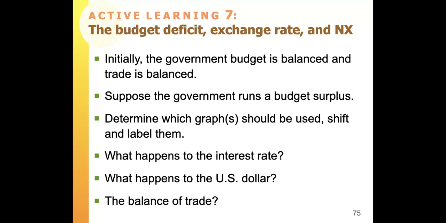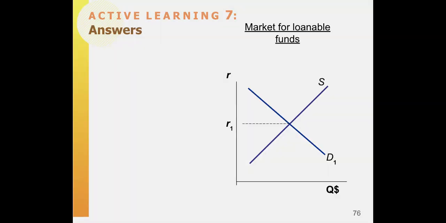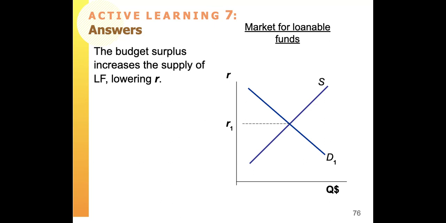All right, answers. If the government is now going to run a budget surplus, that means they're going to have extra money. They're likely to put that money into the bank to try to earn them some interest on it, or at minimum, they are going to reduce their borrowing. So your first graph should be either a money market graph or a loanable funds graph. Either of them would work. Here I've used the loanable funds graph.